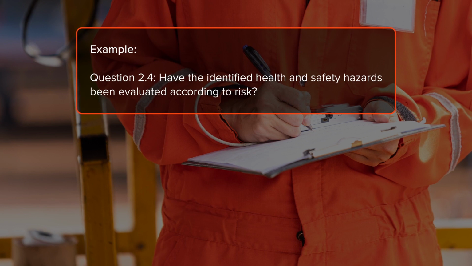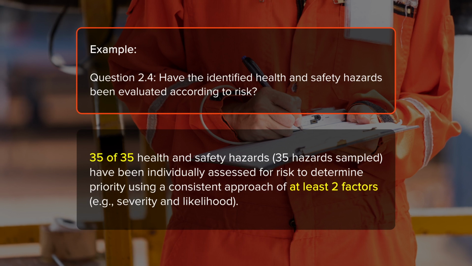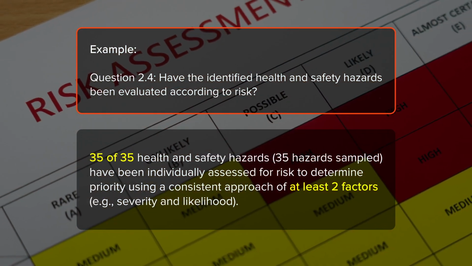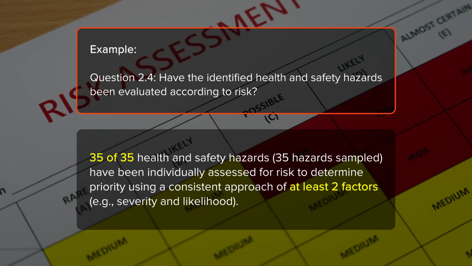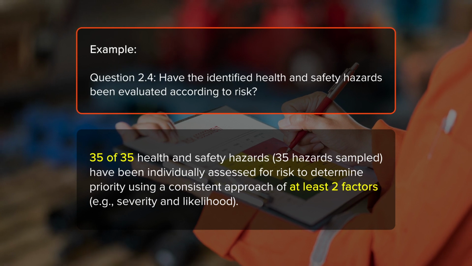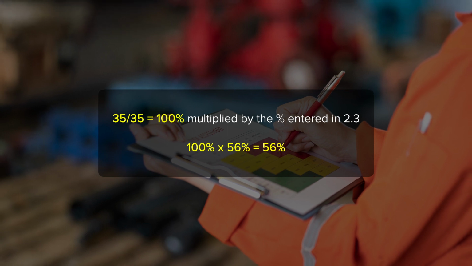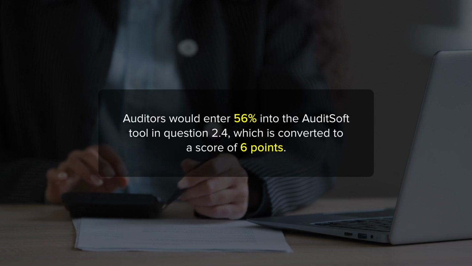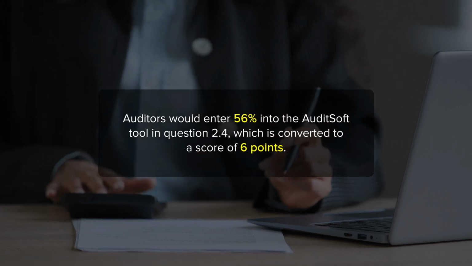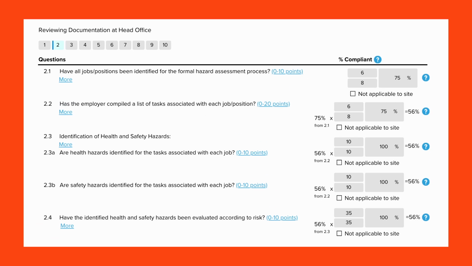Example, question 2.4, have the identified health and safety hazards been evaluated according to risk? 35 of 35 health and safety hazards, 35 hazards sampled, have been individually assessed for risk to determine priority using a consistent approach of at least 2 factors, for example, severity and likelihood. 35 of 35 equals 100% multiplied by the percentage entered in 2.3. Auditors would enter 56% into the AuditSoft tool in question 2.4, which is converted to a score of 6 points. To recap, this is how the auditor would enter the data into the AuditSoft tool and how the scores would be calculated.